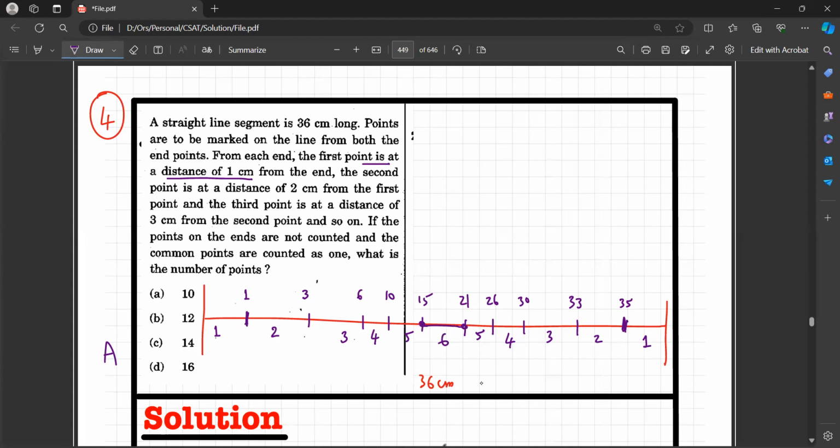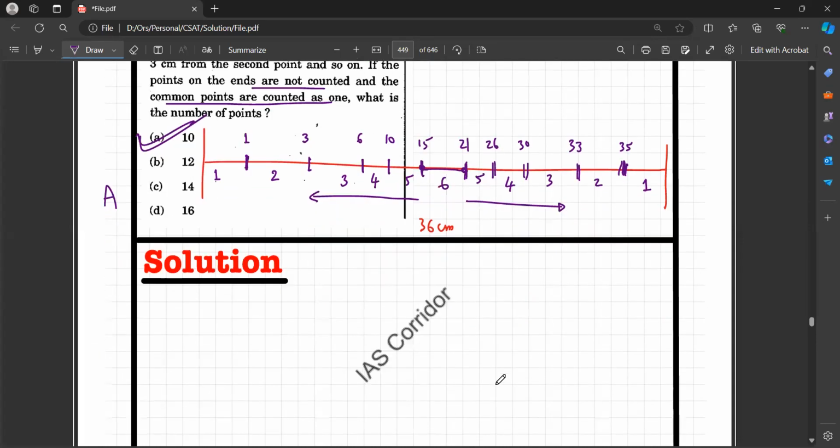Now if the end points are not counted and the common points are counted as 1, this side it will be the same points. From here onwards it will be the same points. Now calculate the total points. This will be first, second, third, fourth, fifth, sixth, 7, 8, 9 and 10. So the answer would be 10. Is it clear? Got it?